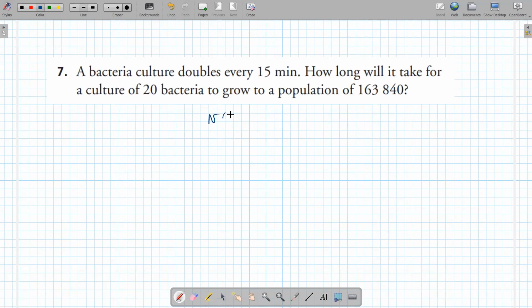A bacteria culture doubles every 15 minutes. What's our growth factor? If it says doubles, well, it's going to be 2, right? So here, what's the question asking us? You want to tell me, what is 20? You have 4 options: 1, 2, 3, 4.